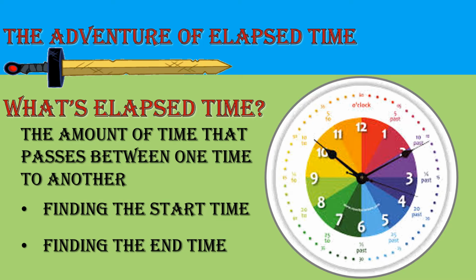So let's explore what elapsed time is. It's the amount of time that passes between one time to another. Or sometimes you might have to find a start time. So if we were to say Jason got to school at 7:30, 10 minutes ago the bus dropped him off. What time did Jason get to school?